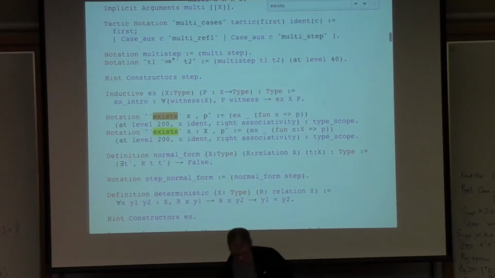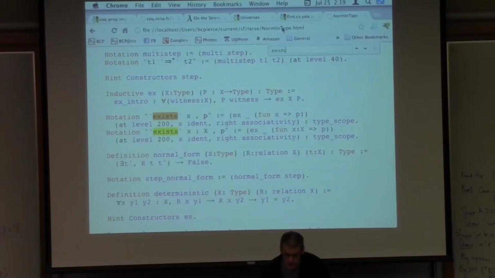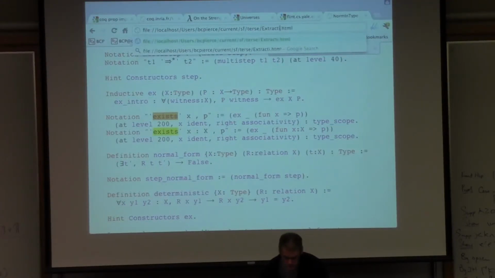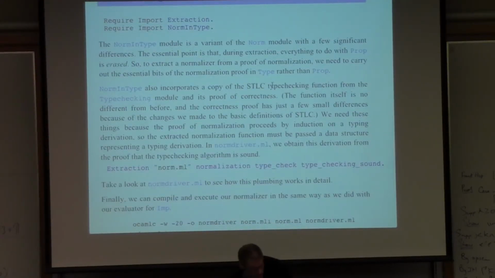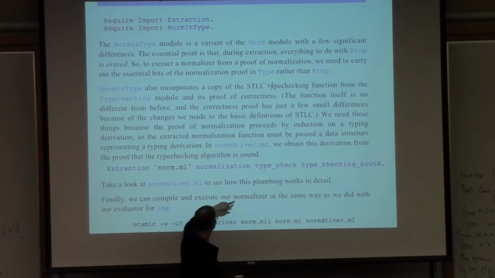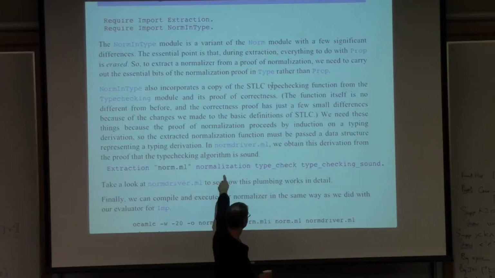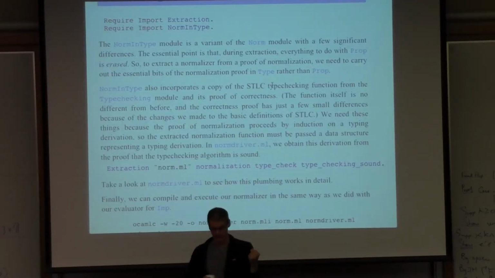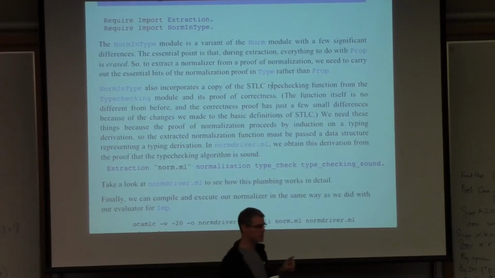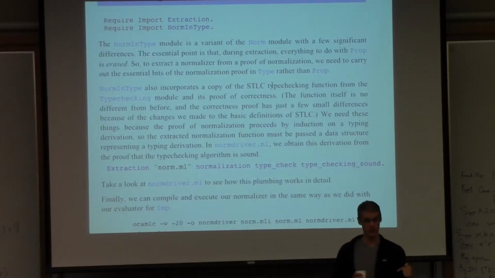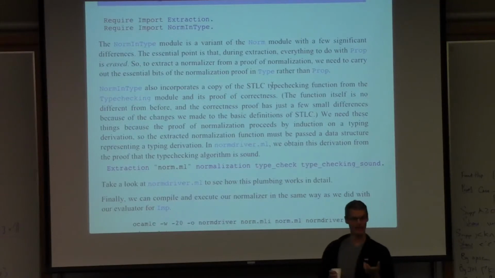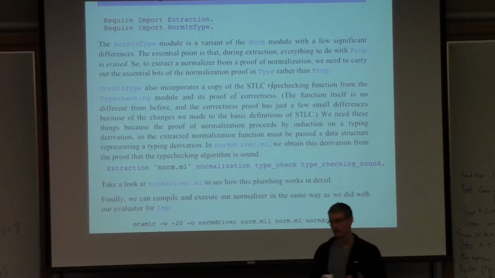And the result is, let's now go back here. The result is that we can say extraction, normalization, and get an ML normalizer. Now, in order to drive that normalizer, we need a little bit more. So remember, the normalizer takes a typing derivation as input. So we need to get that typing derivation from someplace.